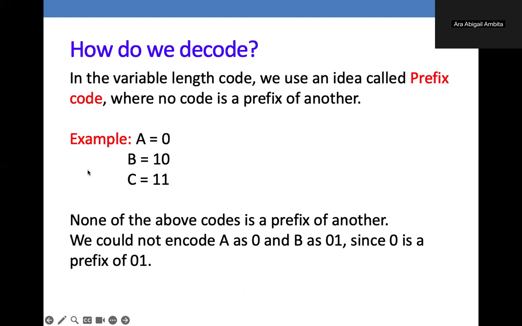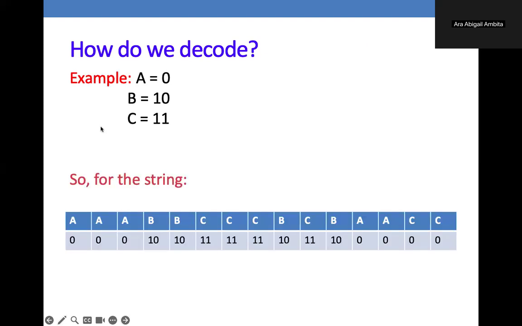So for example, A is zero. A is encoded as zero, right? So that means B cannot be zero one because the zero, which is an encoding for A, is a prefix of zero one. That's why it cannot be an encoding. So what I'm saying is every code that we have cannot be a prefix of another. Okay. So, for example, if we have this binary string, this is how we are going to encode it back into the characters.